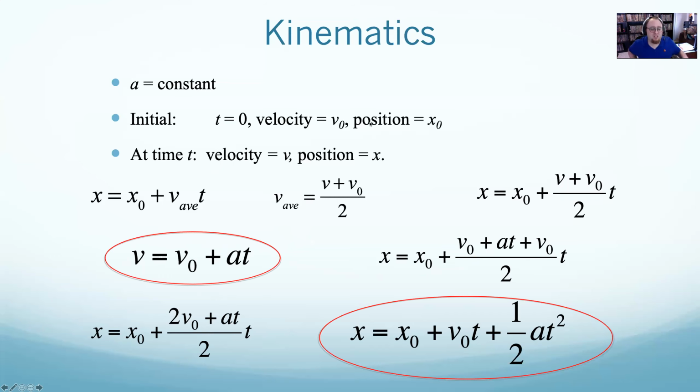See, the first equation I circled is velocity as a function of time. But the second one gives you position as a function of time. If you want to know the position of an object, it would be its initial position plus its initial velocity times time plus 1/2 its acceleration times time squared. And so this gives us velocity as a function of time and position as a function of time.